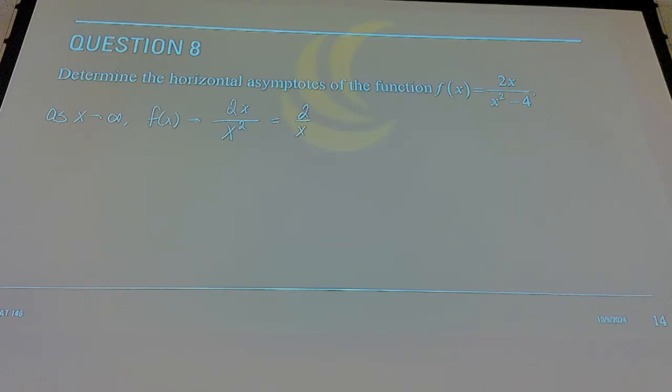So that would behave as 2 over x, right? Now, what does 2 over x do as x gets very large? Approaches 0. It tends to 0. Right? 2 over x, 2 over an increasingly large number, gets increasingly smaller.